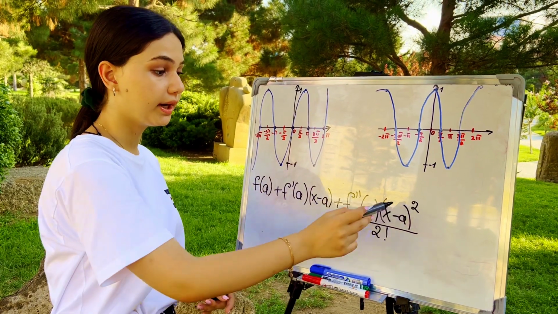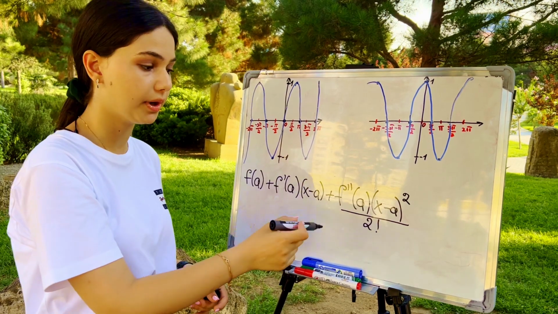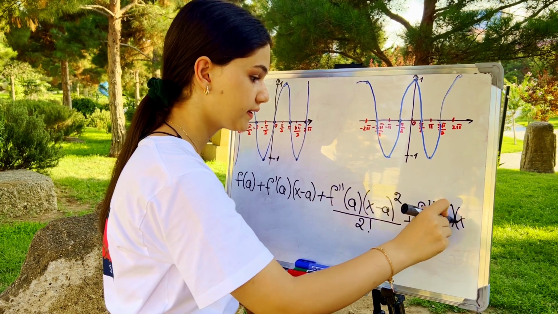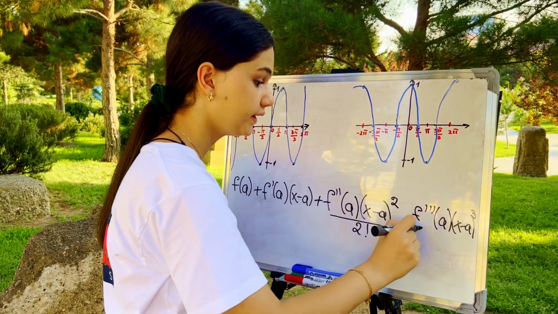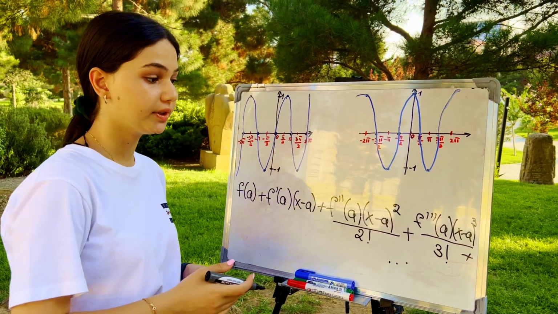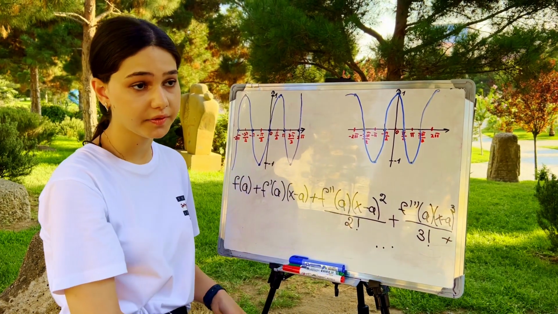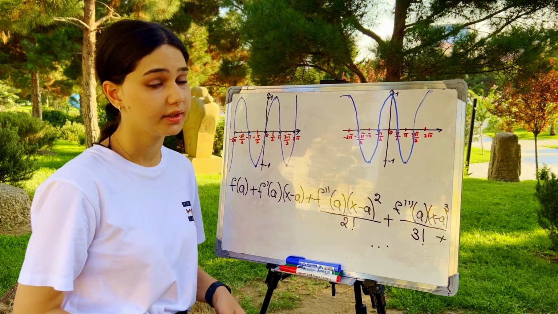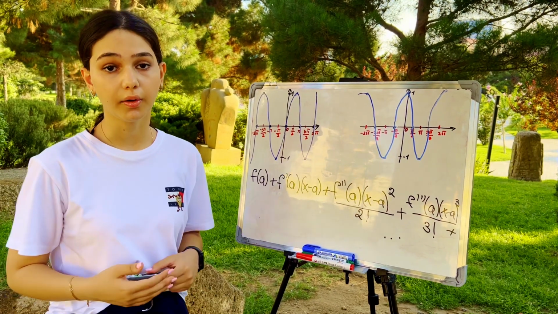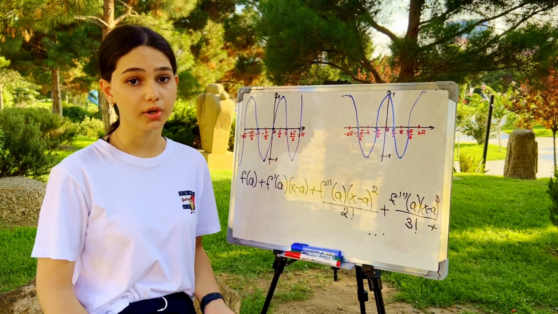You remember we write the power there and divide by the factorial of the same power, plus the third derivative of a times x minus a cubed, to the third power, divided by 3 factorial. And if we continue, we can write the fourth derivative, fourth power, 4 factorial, fifth, sixth, seventh, and so on infinitely many times. It has no end. And looking at these graphs, our purpose is to show you how to write the Maclaurin formula for sine of x and cosine of x.